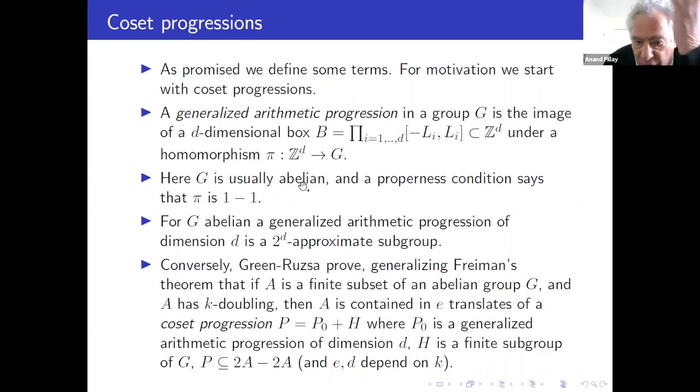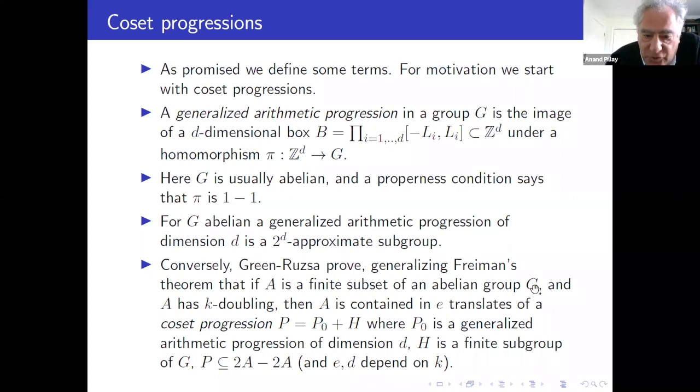Here, G is usually abelian, and there's an associated properness condition, which I'm simply not going to state, but it's there in the background, saying that pi is a one-to-one injection. For G abelian, such a generalized arithmetic progression of dimension d is a 2^d approximate subgroup. It's a basic fact. So this is a canonical example of an approximate subgroup: a generalized arithmetic progression inside an abelian group.